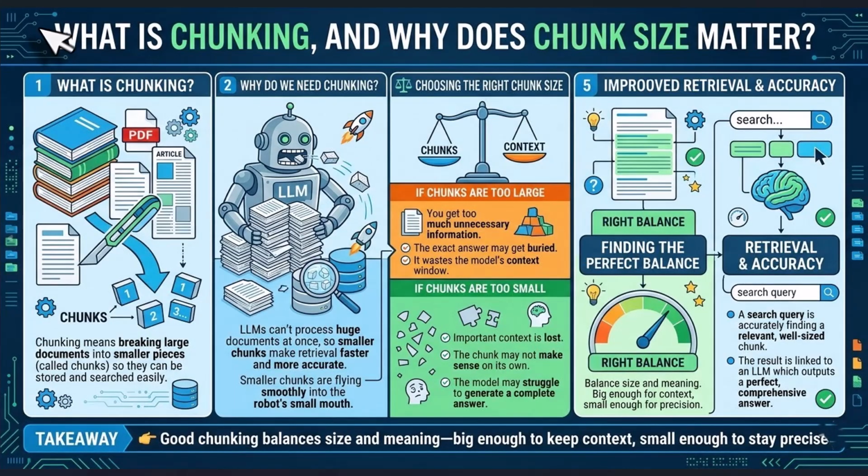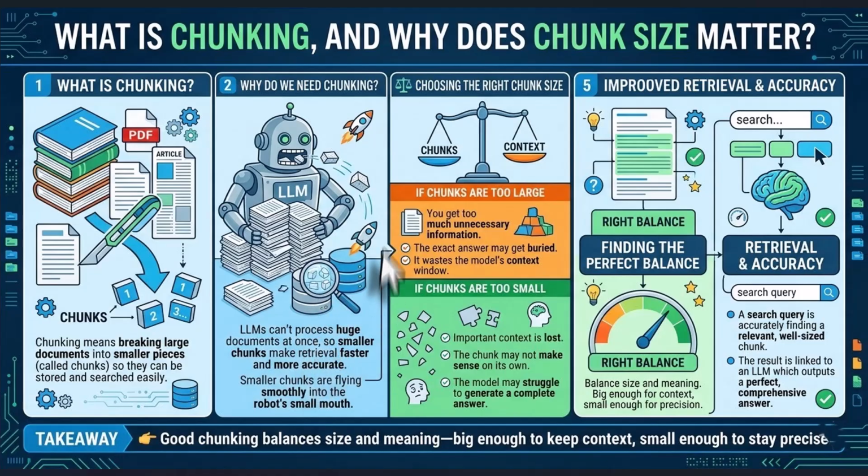Okay. Now, let's understand what is chunking and why does chunk size matter. So what is chunking? Chunking means breaking large documents into smaller pieces. These are called chunks, so they can be stored and searched easily. And why do we need chunking? Because LLMs can't process huge documents at once, so smaller chunks make retrieval faster and more accurate.